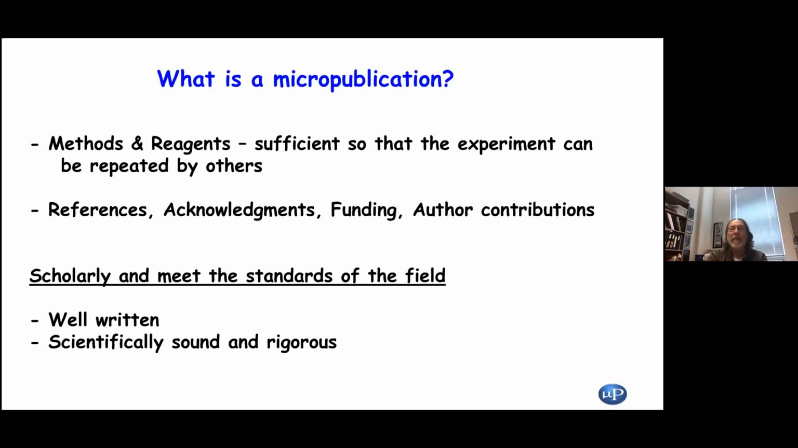Now, micropublications really are scholarly presentations of research, and they need to meet the standards of the field. And one of them, of course, is that they need to be well written and comprehensible to the audience. And we have, on occasion, editorially rejected papers, really due to poor writing. And so these need to be well written documents. They also need to be scientifically sound and rigorous.